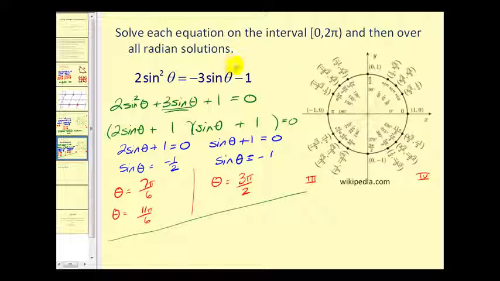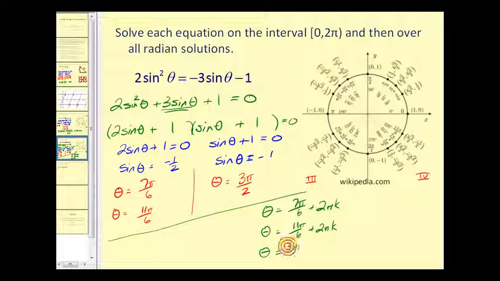Now for the equations for all radian solutions, we're just going to have to add multiples of 2 pi to all 3 of these angles. Again, where k can be any integer.